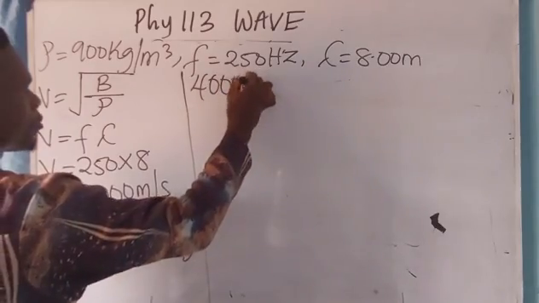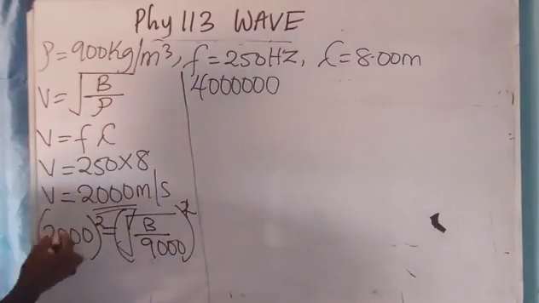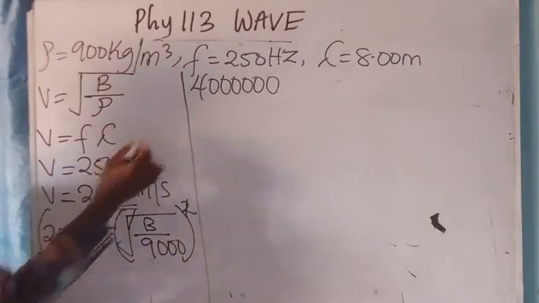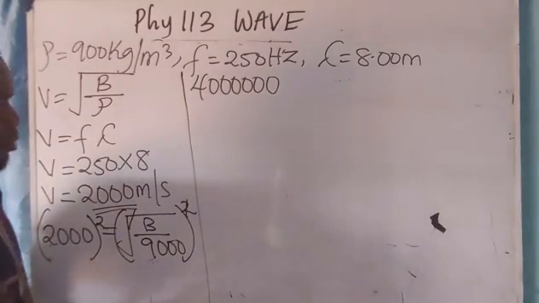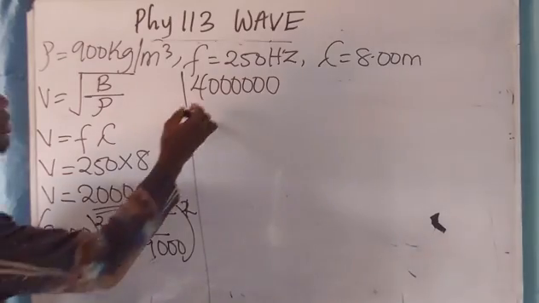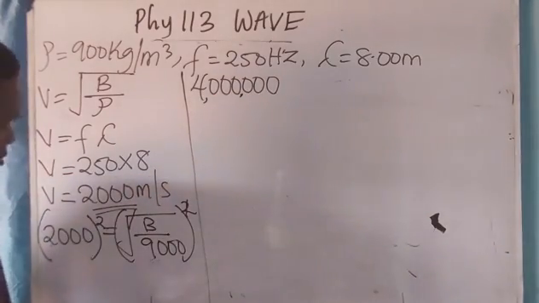1, 2, 3, 4, 5, 6. Because 2 zeros per 2 is what? 4 million.